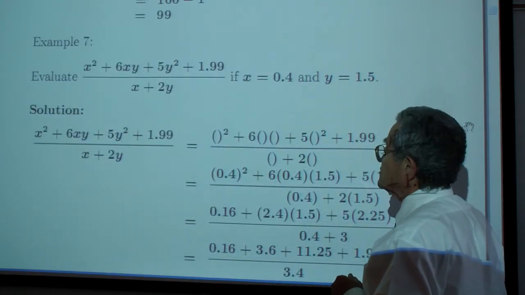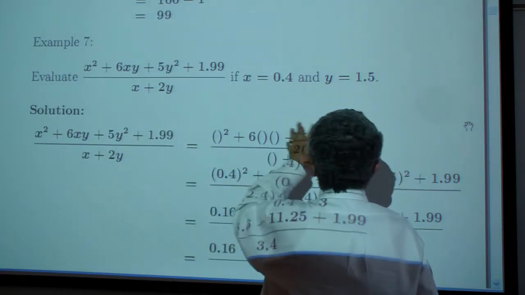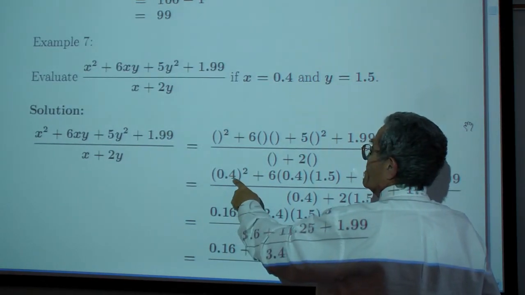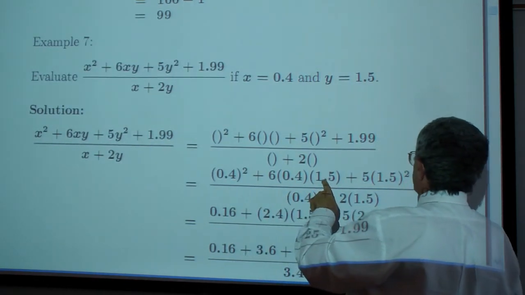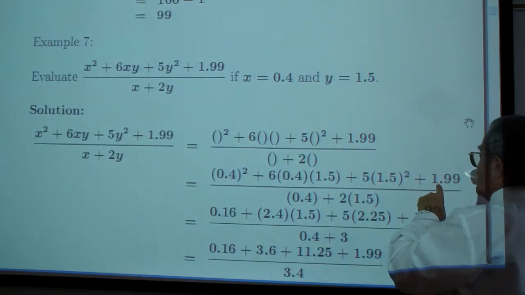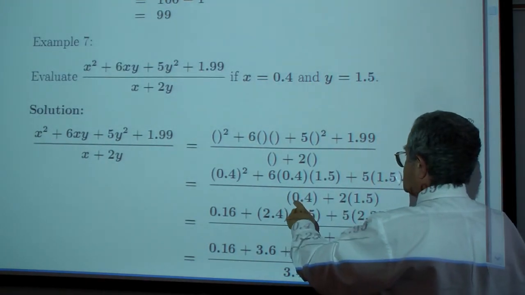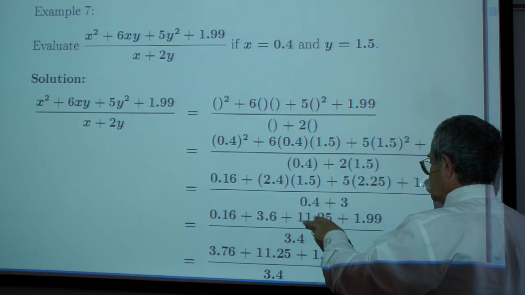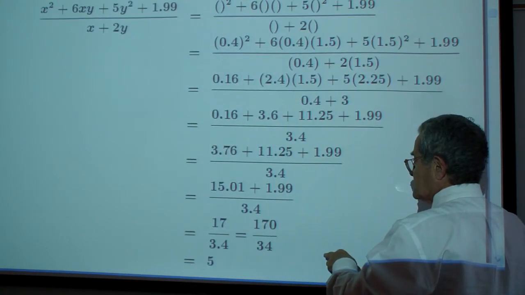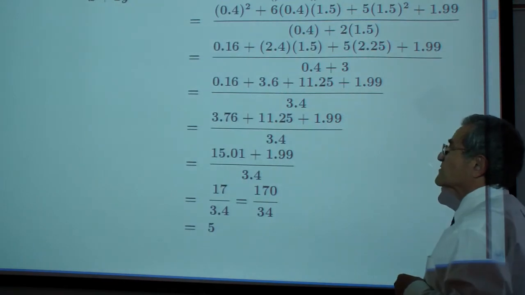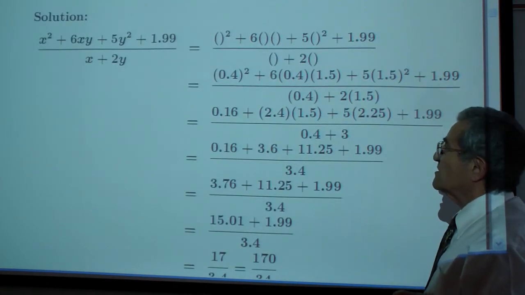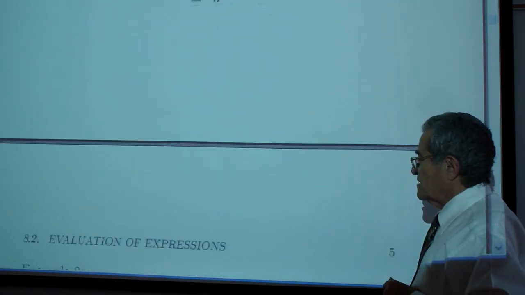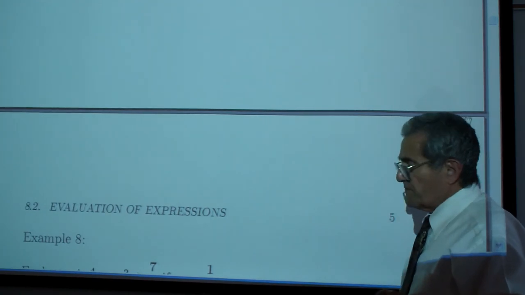A rational expression. You open your parentheses, get ready to drop in the numbers. X is equal to 0.4, y is 1.5 here and here, plus 1.99, over x, which is 0.4, plus 2 times y, which was 1.5. Crank this out, and you're supposed to get 5. See if you agree. You can stop this anywhere, and you can look at it. And then, oh, we are full of examples.